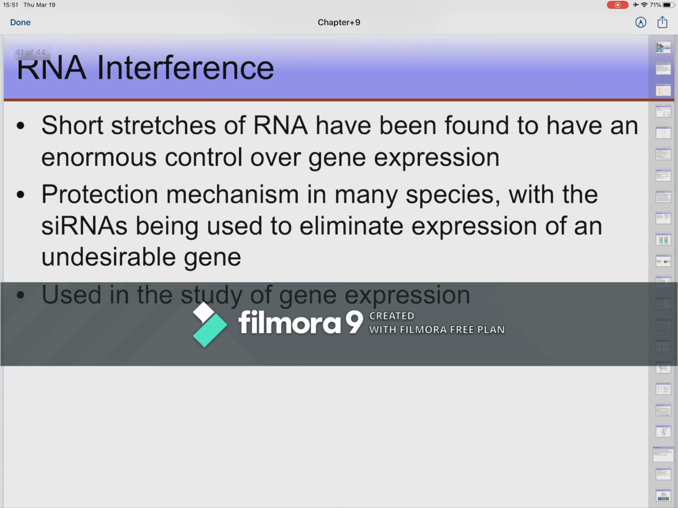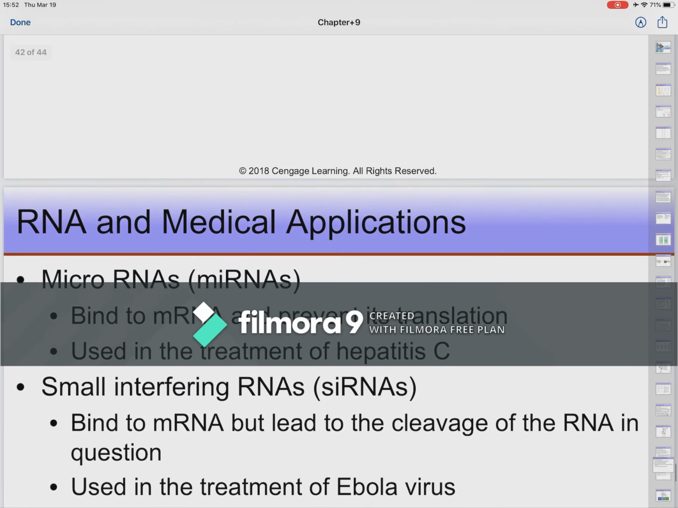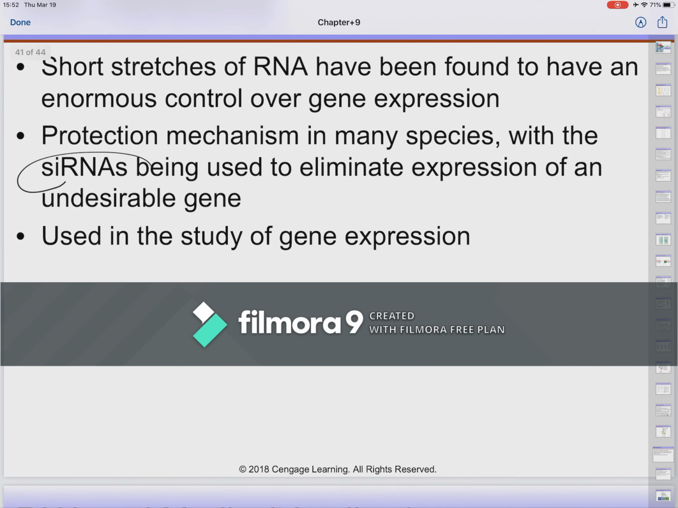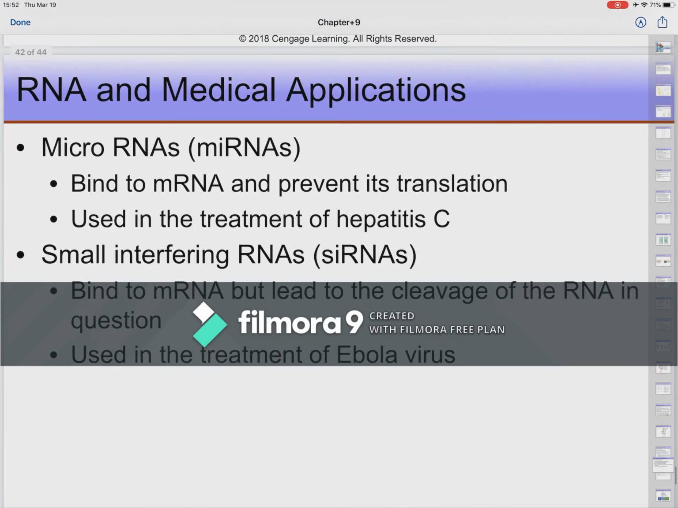RNA interference, this is when we use RNA to actually go and interfere with the production of protein. So RNAs can be made as a complement to mRNA sequences. This will go and complementary bind to an mRNA, and while they're bound, that mRNA can't be translated. And so it's a way of interfering with the production of a protein. There are small interfering RNAs that have been found that do this job.